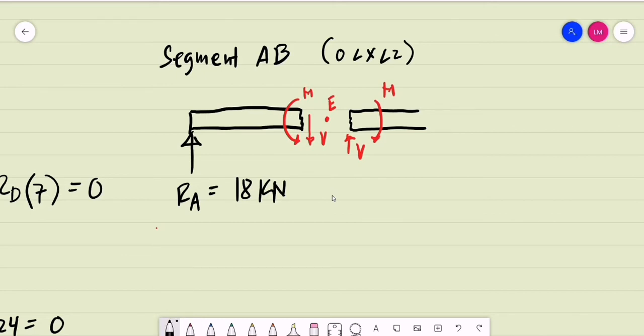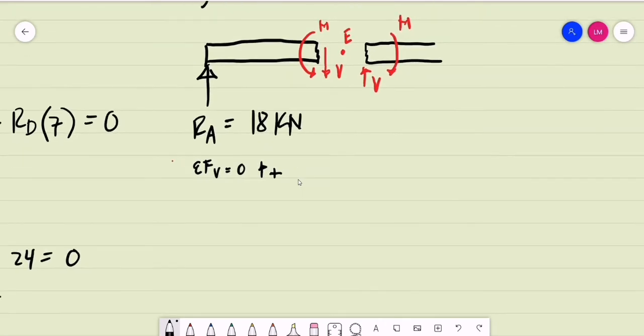So the shear for segment AB, we can get by summation of vertical forces equal to 0, with upward forces assumed to be positive. So we have the reaction at A, that is 18, less the shear V, equal to 0. So the magnitude of shear for segment AB is simply equal to 18 kilonewtons, for the interval 0 less than x less than 2 meters.